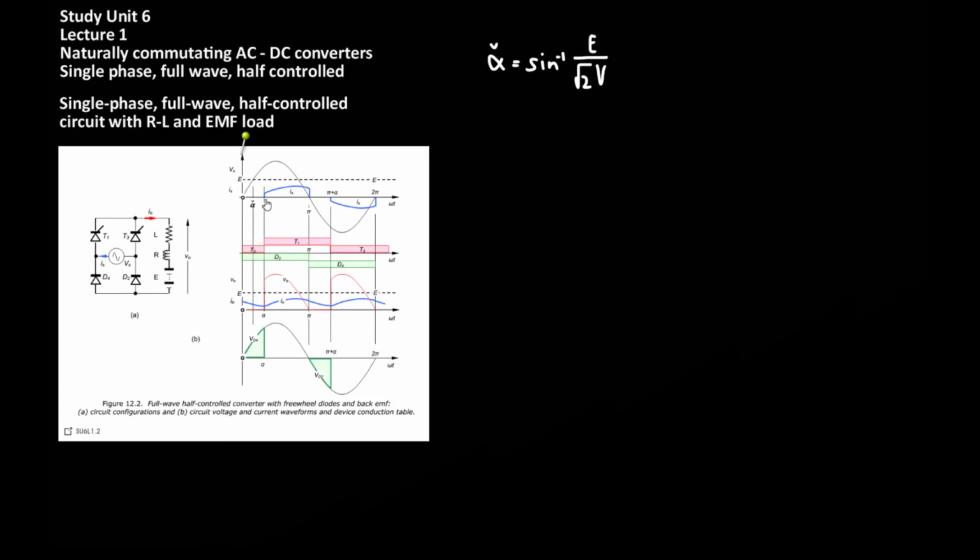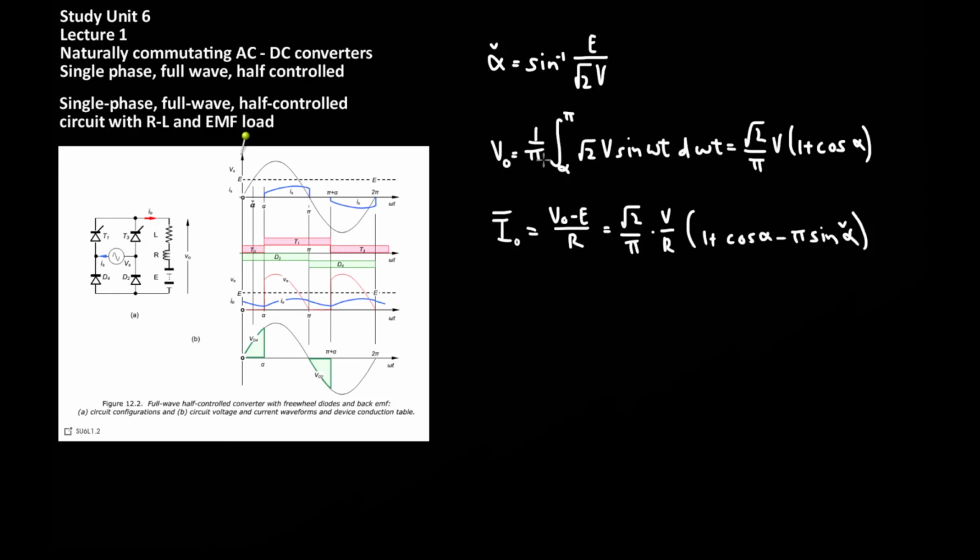Shown in this diagram is a single phase, full wave, half controlled circuit with a load which has both inductor and resistor properties as well as a back EMF. So as with many circuits which have a back EMF, the supply only starts to conduct current into the load once the supply voltage exceeds that of the back EMF present in the load. And this angle, alpha hat, is determined by this expression here, arcsine of E, where E is the back EMF, divided by root 2 of V, which is the input voltage. Graphically, this is the point where the input sinusoid exceeds the back EMF.